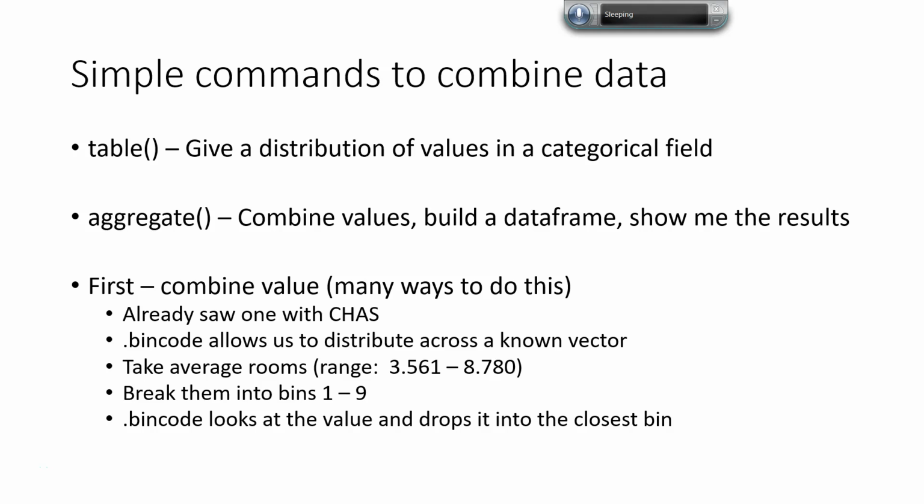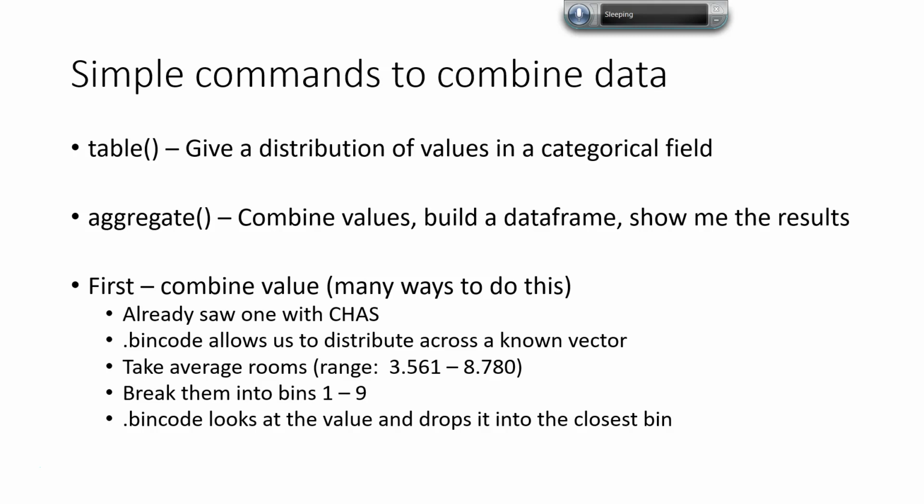There's a command called .bincode. What .bincode does is give us a different way of breaking things into bins. If you think about a histogram, it presents things in bins and gives you a count of the number of things that fall into each of those bins. Bincode does something similar. It will take a field and break that field into bins, and you can feed it what you want the bins to be.